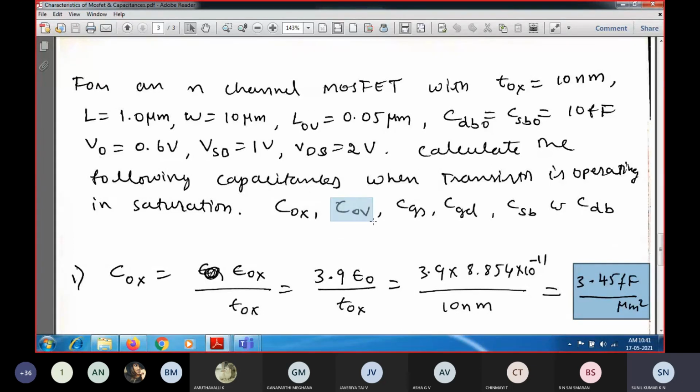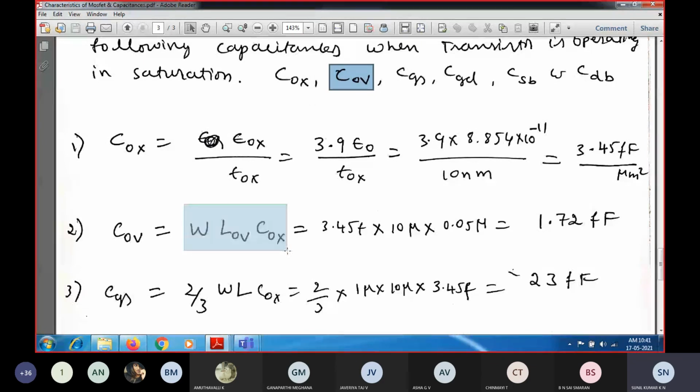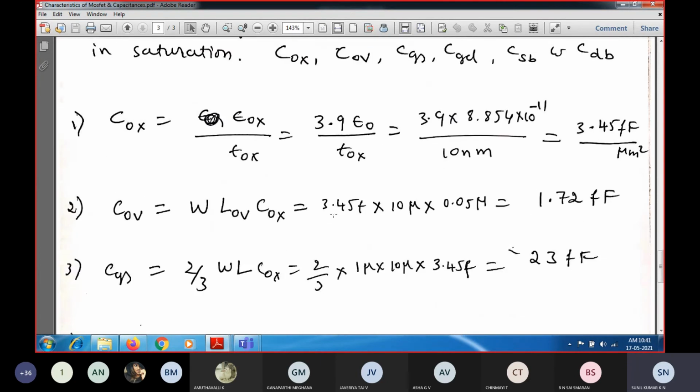So overlay capacitance, COV, will be equal to what? W into LOV into COX. COX is already considered. LOV, the length, and width are given. The width is 10 micrometer, LOV is 0.05 micrometer, multiplied with the oxide gate capacitance 3.45 femtofarad, which is COX. So you will be getting 1.72 femtofarad.